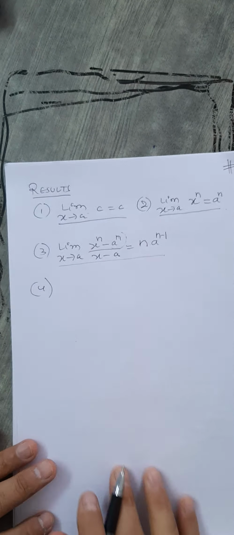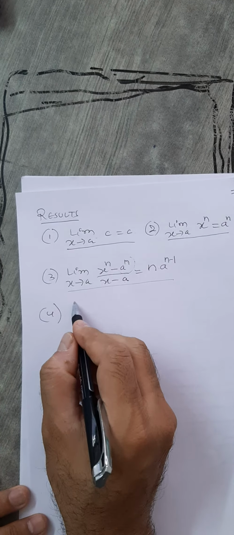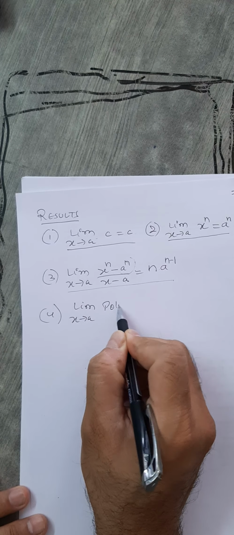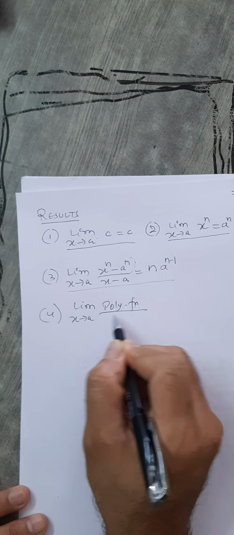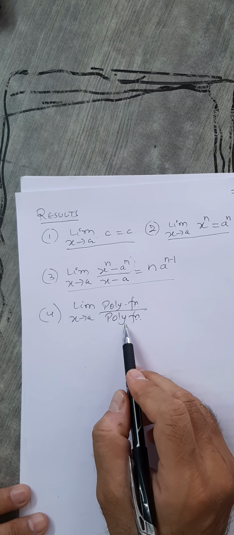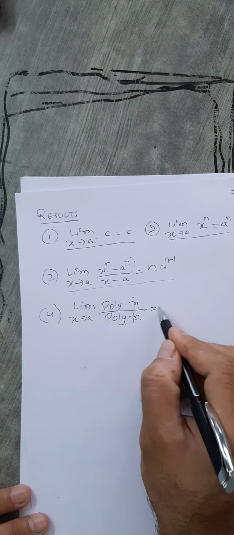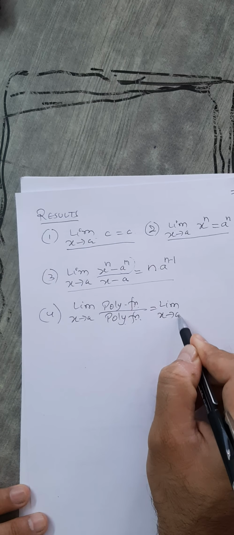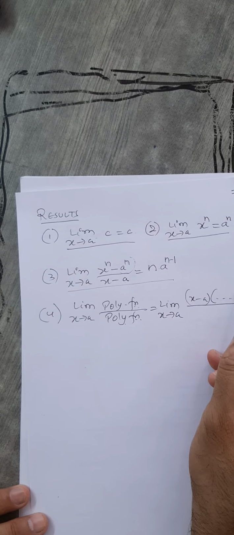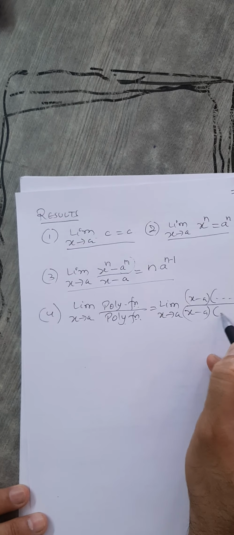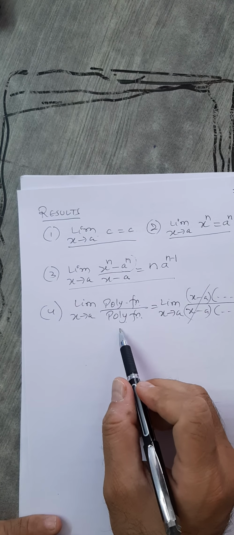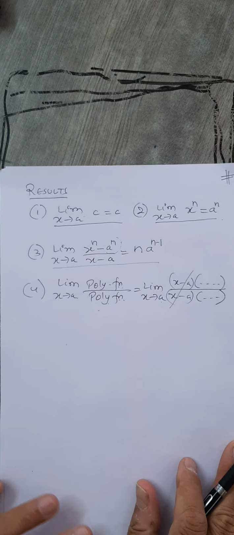Fourth result, here limit x tends to a. If you have a polynomial function upon a polynomial function, like a quadratic expression or cubic expression, then what's the procedure? If you remember, you must have the x minus a factor common in both. You cancel these and then apply the limit. This is not actually a formula, but this is the method to find the limit of a function. Okay.